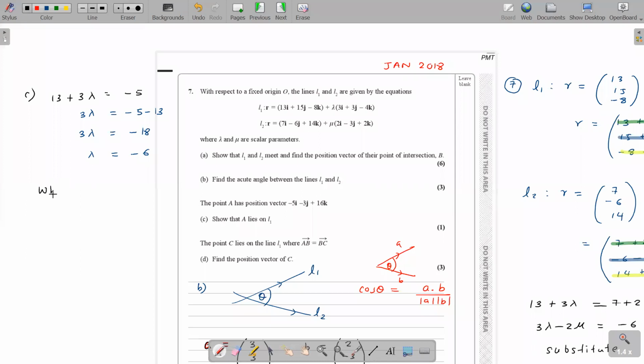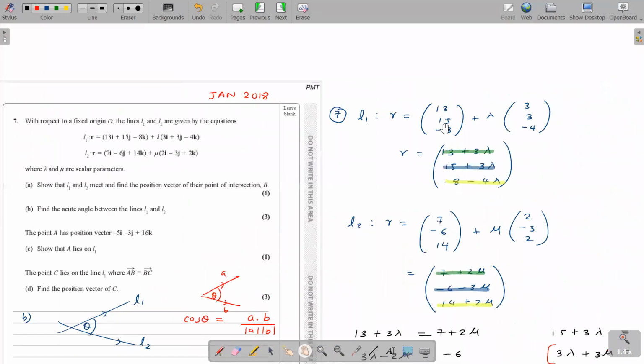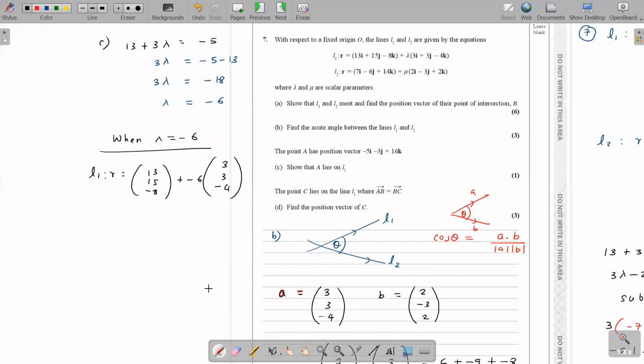I will say when lambda equals minus 6, the line 1, r equals 13, 15, minus 8 plus lambda, which is minus 6, times 3, 3, minus 4. This is the equation, right? How much is the answer?